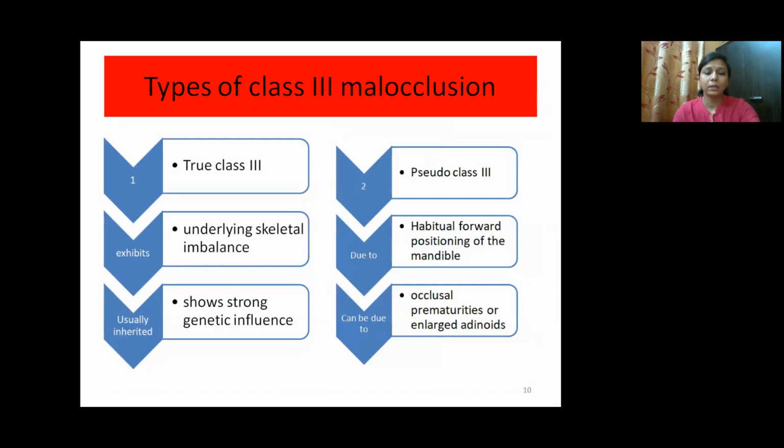So, what are the types of class 3 malocclusion? We can classify the class 3 into true class 3 or pseudo class 3 malocclusion. Whenever there is an underlying skeletal imbalance, that will be a true class 3 malocclusion, and it is usually inherited from the parents. So it shows a strong genetic influence. Whereas the second type is a pseudo class 3, and pseudo class 3 malocclusion is due to habitual forward positioning of the mandible, and this may be because of occlusal prematurities or enlarged adenoids.